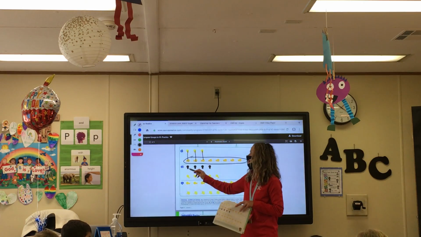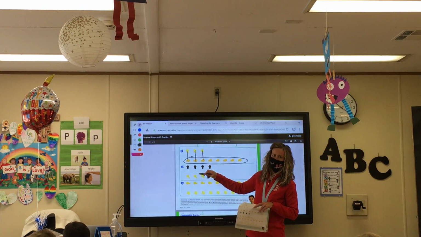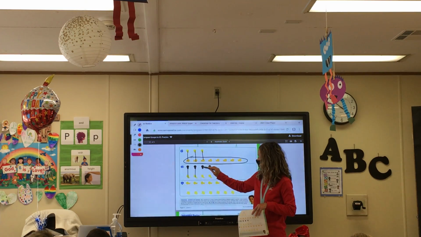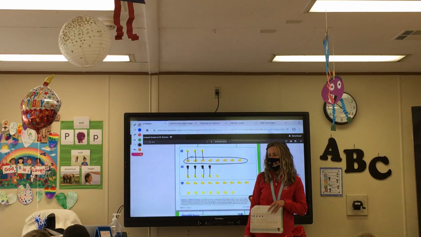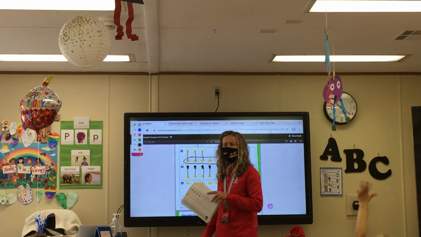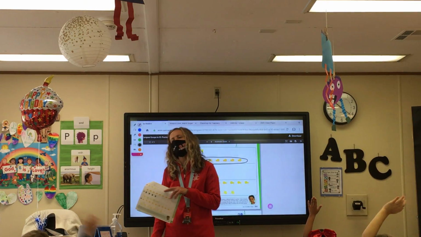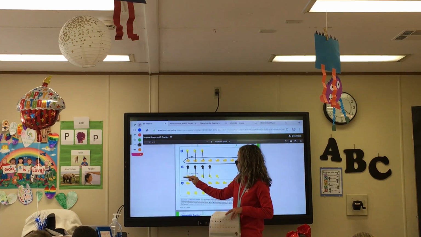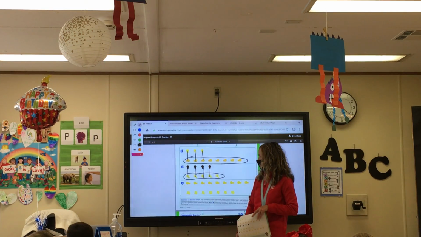All right, let's go to number 3. Now we have black chicks and yellow chicks. So again, top row to bottom row, match them one to one. Match them one to one. All right, which group are we going to circle? Which group has more, the top or the bottom even? Yellow. The yellow ones. Okay, so the bottom group. Very good. That is greater.